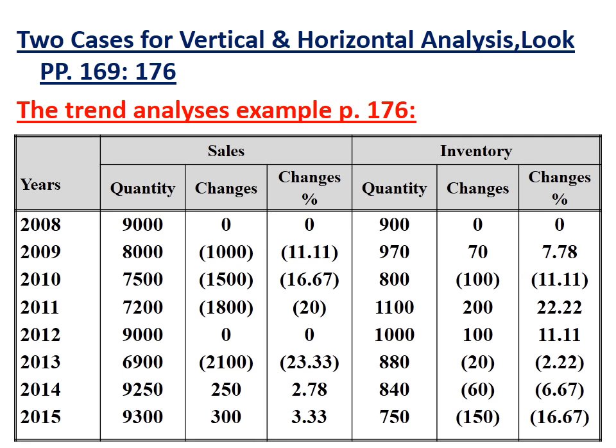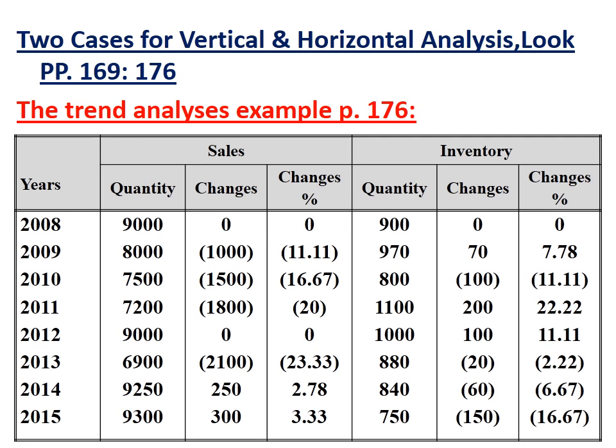Quantity of sales 9,000 in the first year. It became 8,000, so there is a decrease of 1,000. It became 7,500, so there is a decrease of 1,500. The 9,000 became 7,200, a difference of 1,800. The 9,000 in 2012 became the same 9,000, so the difference is 0, and so on.